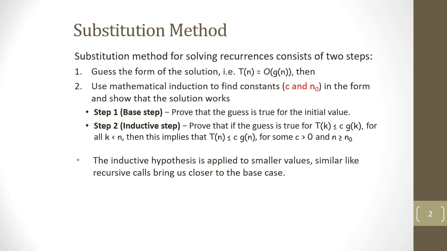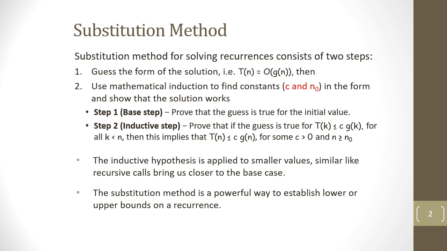The inductive hypothesis is applied to smaller values, just like recursive calls bring us closer to the base case. The substitution method is a powerful method to establish a lower or upper bound on a recurrence. It is applied in cases when it is easy to guess the form of the solution.